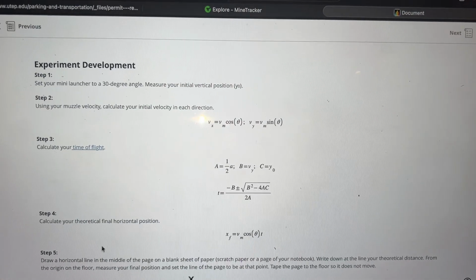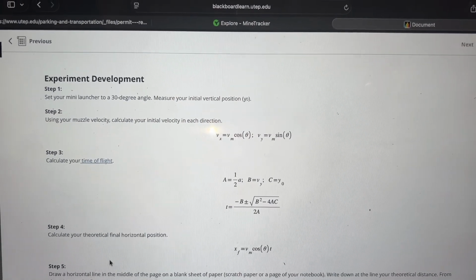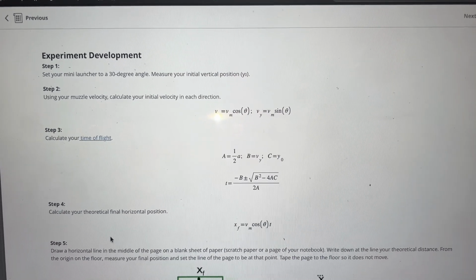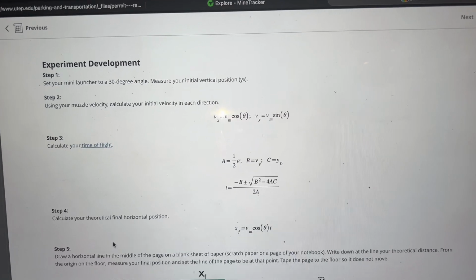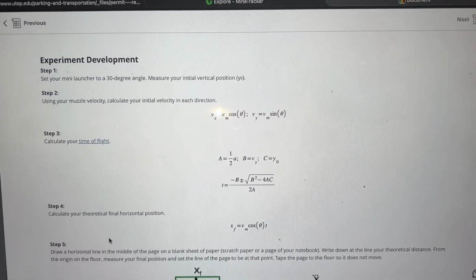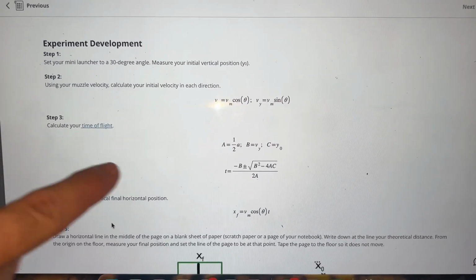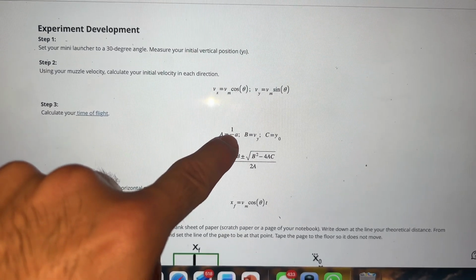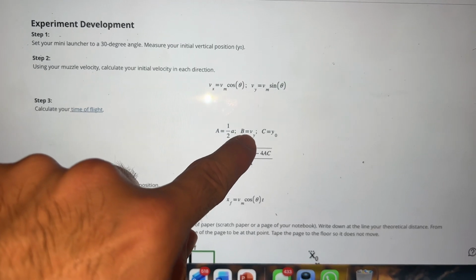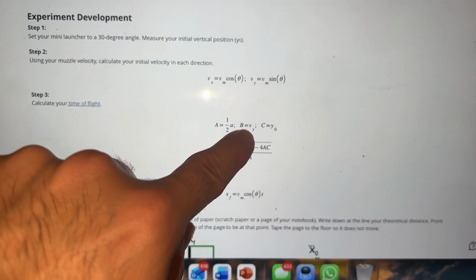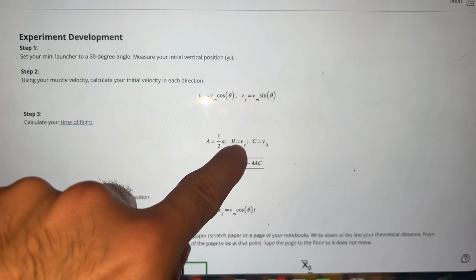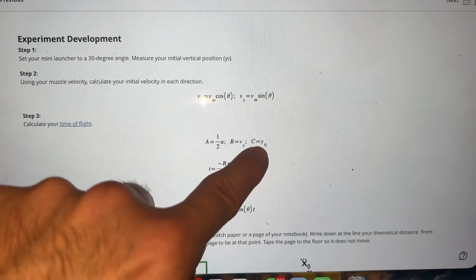So basically in these, we would just sub the value of theta, and we would put these angles here. So first we would input those angles, and then they would give us our Vx and our Vy value. And then afterwards, we would calculate our time of flight, which is going to be step 3 here. So we would just input these values, A being obviously half of gravity, and then our Vy would just be our velocity in the y component, and then our C value would just be our y initial.